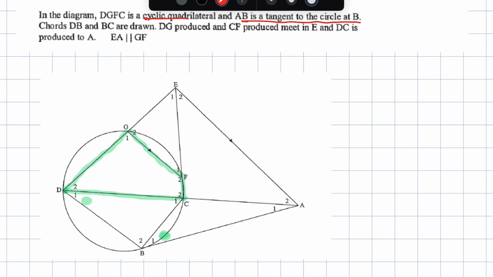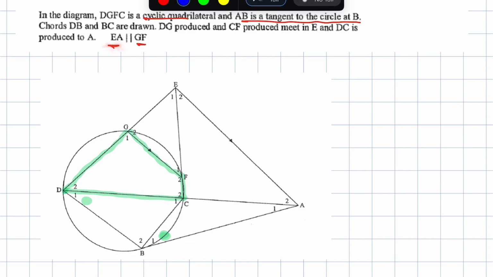Okay. Then what else do we have? Chords DP and BC are drawn, and then DG produced. It means DG is a straight line, and CF meet in E. DC is produced to A. Again, that one is a straight line. And we are also told that EA and GF are parallel to each other.